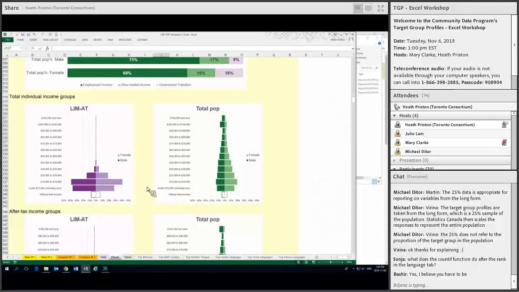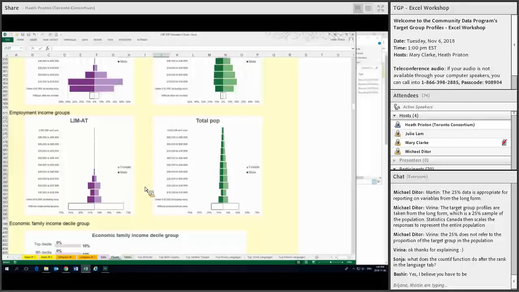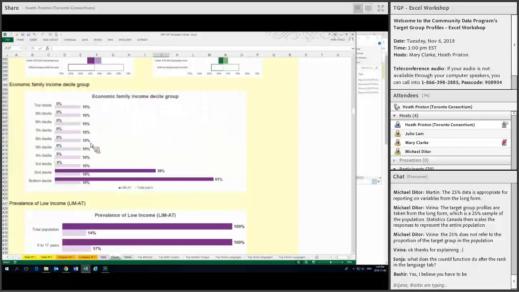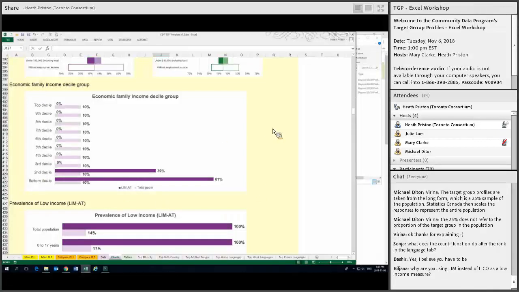The composition of your overall income, right? You can see a significant comparison here: employment income makes up a much smaller proportion of the overall income of individuals living in low income. And then we can also compare income groups between those populations as well. You can see, unsurprisingly, many more individuals clustered at the low end of the income spectrum in the low income group.